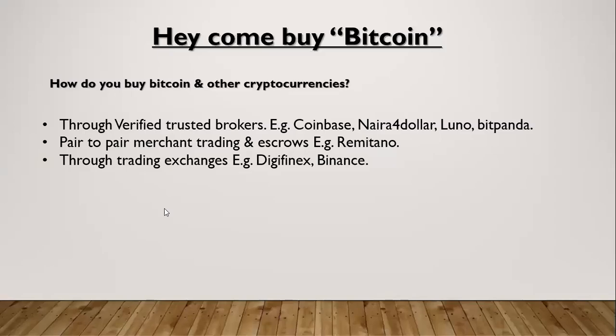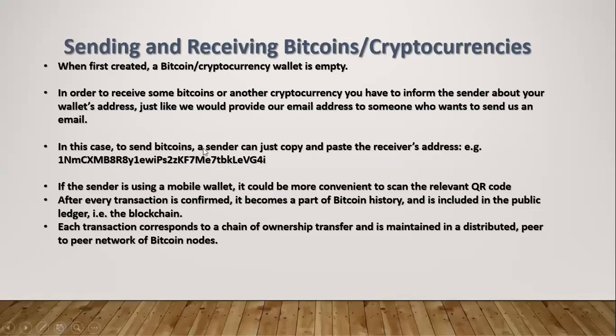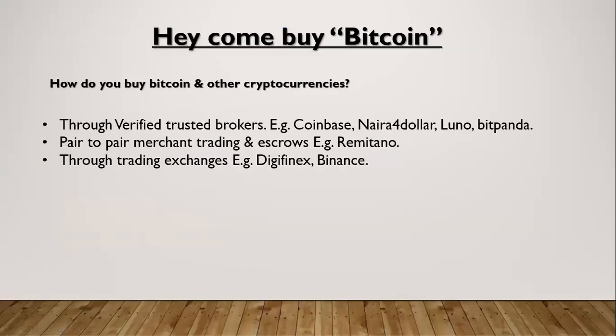So the next part is how to buy Bitcoin. So how do you buy Bitcoin and other cryptocurrencies? Number one, through verified trusted brokers. We have brokers such as Coinbase, brokers such as Naira for Dollar, brokers such as Luno, brokers such as Bitpanda. All these are verified, trusted brokers that you can buy cryptocurrencies and Bitcoin with. Those are brokers. Then we have peer-to-peer merchant trading and escrows.